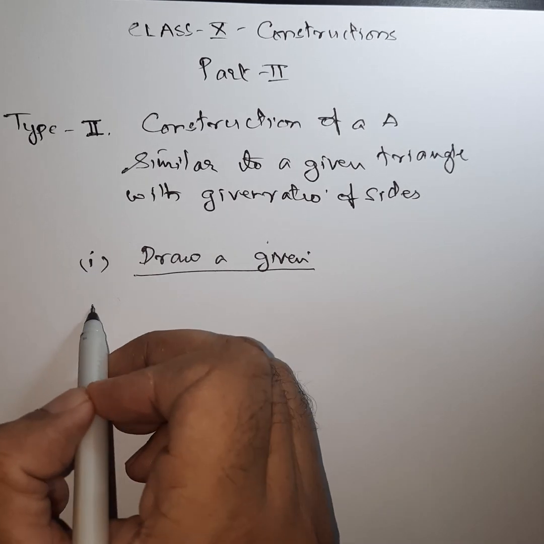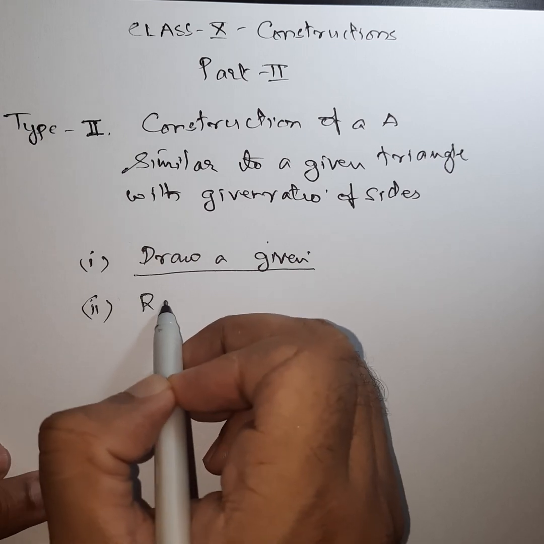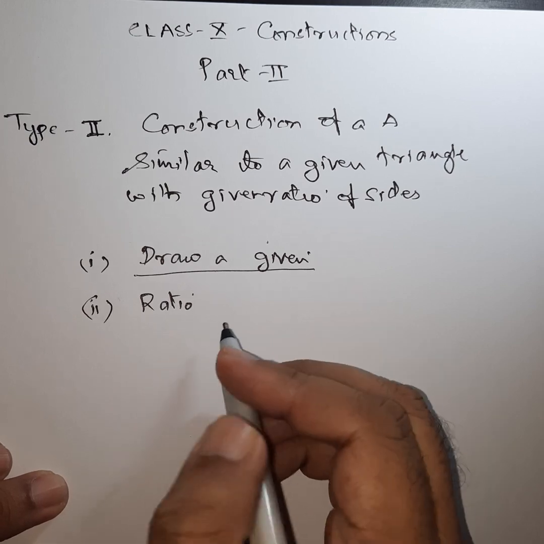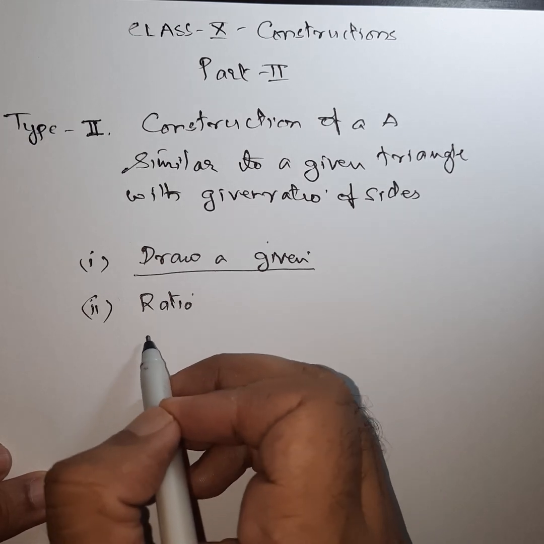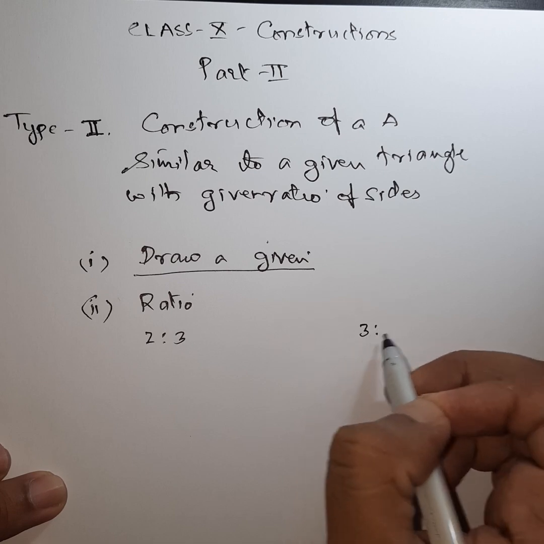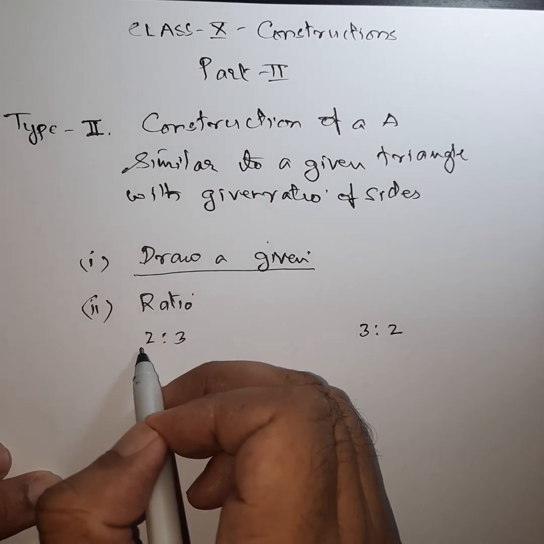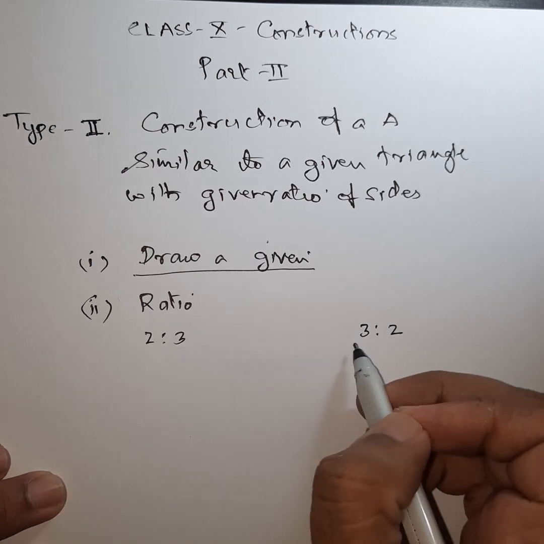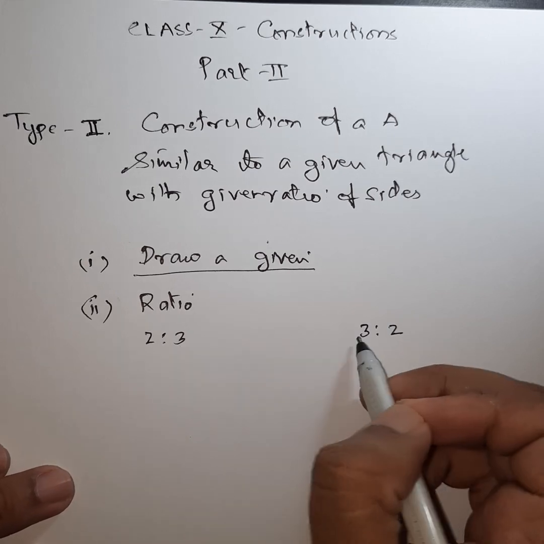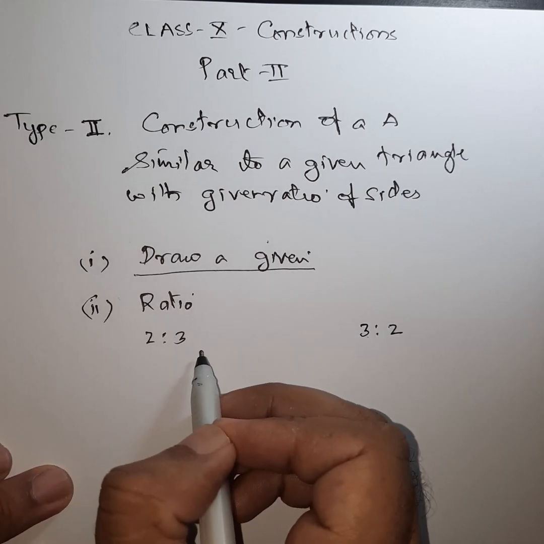So second thing, what will be given in the question? Ratio. That is important. Sometimes you will be given 2:3 ratio, sometimes you will be given 3:2 ratio. So what is the difference here? Here the numerator is smaller than the denominator. Here the numerator is bigger than the denominator. So that is the difference here.